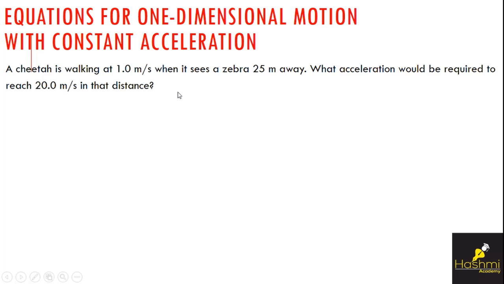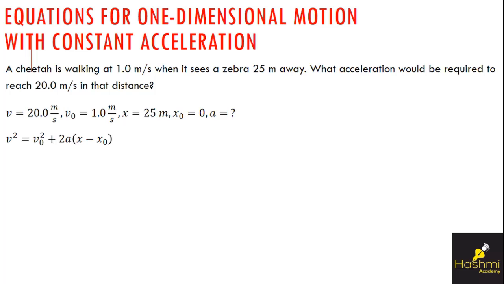Again, another example. A cheetah is walking at 1 meter per second. This is my velocity of the object, and when it sees the zebra 25 meters away, this is the distance between the two objects, that is 25 meters away. What acceleration would be required to reach 20 meter per second in that distance? So you are just going to have the final velocity, and you have to cover the distance for the cheetah to reach the zebra. So this is my final velocity, this is my initial velocity, and this is the distance, that is x, and x naught is equal to 0 because initially it is at 0 position.